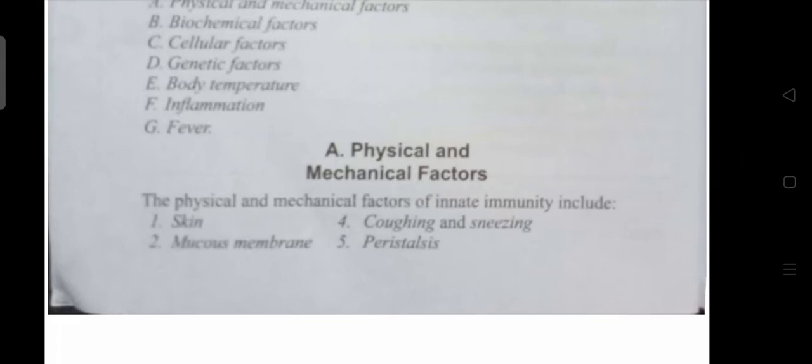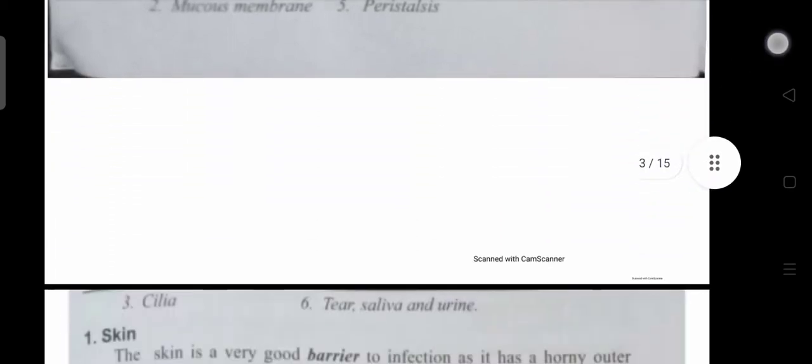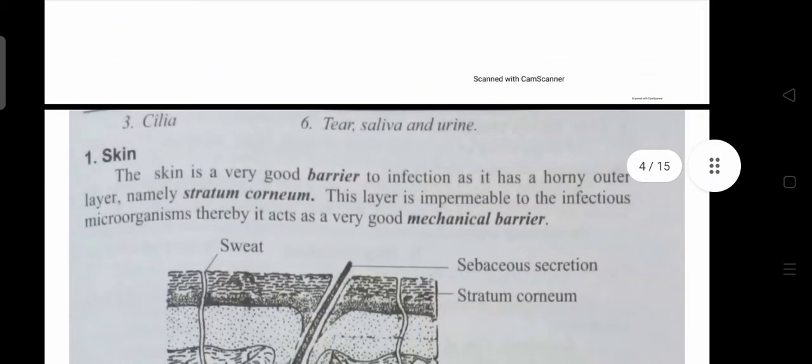Physical and mechanical factors. The physical and mechanical factors of innate immunity include: first is skin, second is mucous membrane, then coughing and sneezing and peristalsis, then cilia, tears, saliva and urine. What is skin? How is skin protecting us from these invaders?